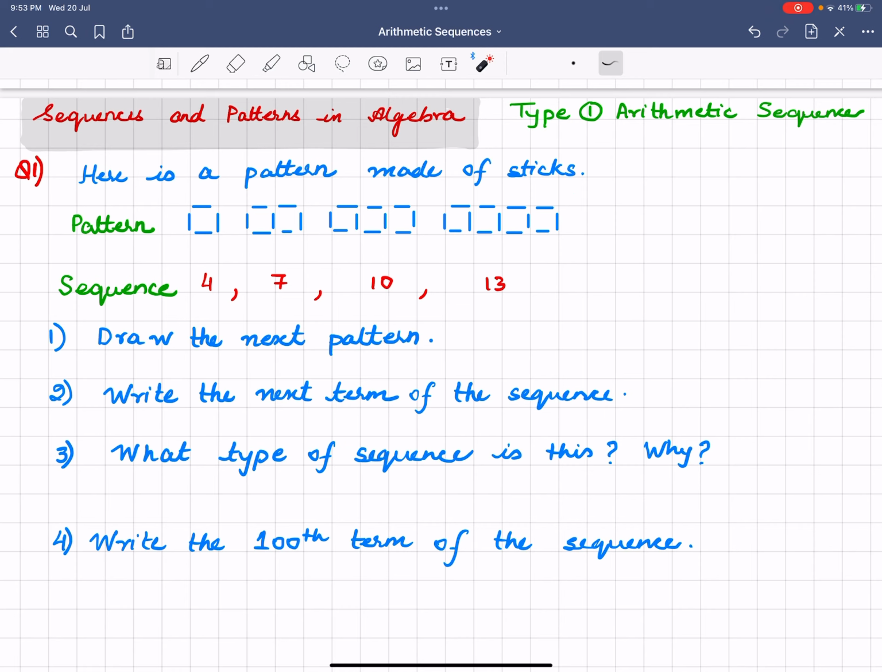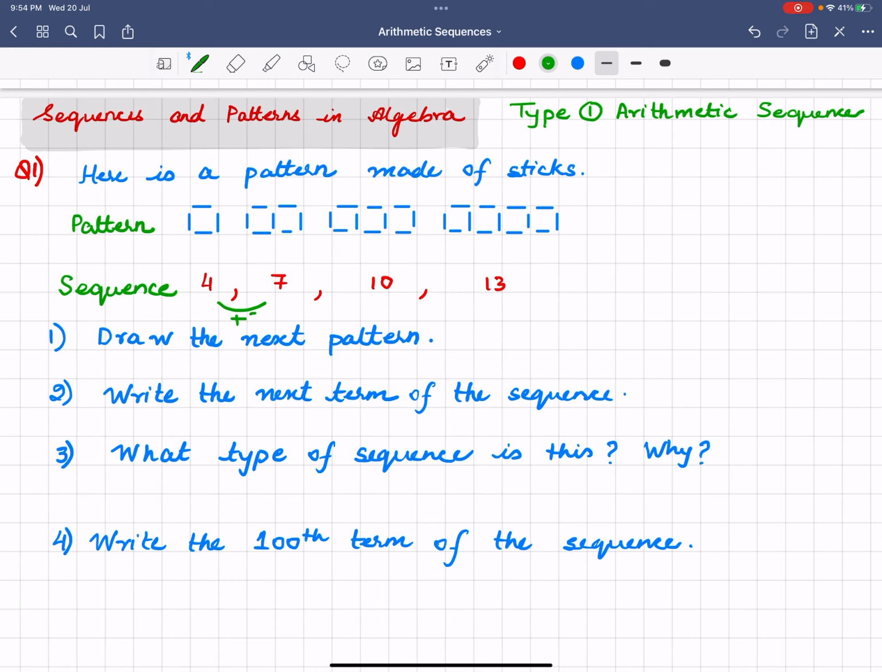Now, why do I say that this is an arithmetic sequence, a specific sequence? Basically, an arithmetic sequence is a type of sequence which has a common difference between each term. The number 4 is known as the first term of the sequence. The number 7 is the second term, the number 10 is the third term, and the number 13 is the fourth term of the sequence.